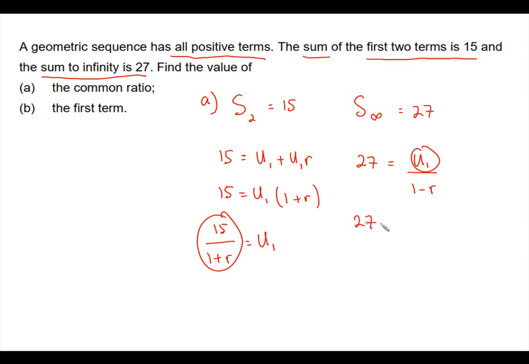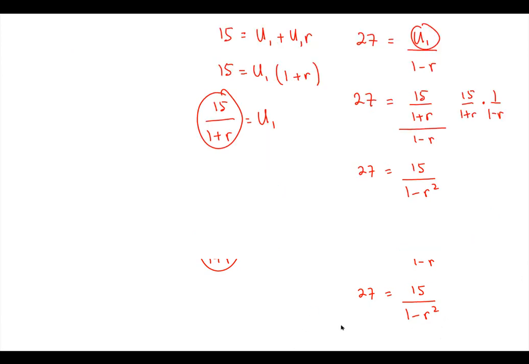So we get 27 is equal to 15 over 1 plus R divided by 1 minus R. Right? So this is going to be the equivalent to 15 over 1 plus R times 1 over 1 minus R. So I'm going to end up with 27 is equal to 15 over 1 minus R squared. Okay? And then now we need to solve for R. So let me get some space. So we would get 27 times 1 minus R squared is equal to 15, right?